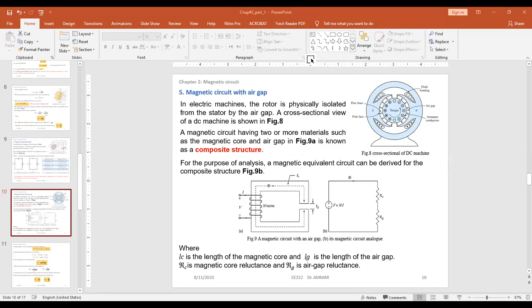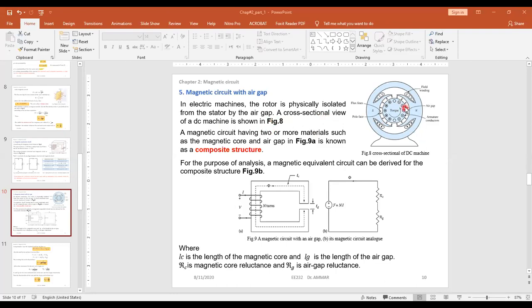Okay, in the electric machines the rotor is physically insulated from the stator by the air gap. But don't imagine that the air gap in electric machines is big. Sometimes it can be 0.01 mm, so the air gap is very small. Why? Now we'll see why the air gap must be as small as possible. Essentially, those parts must not touch each other.